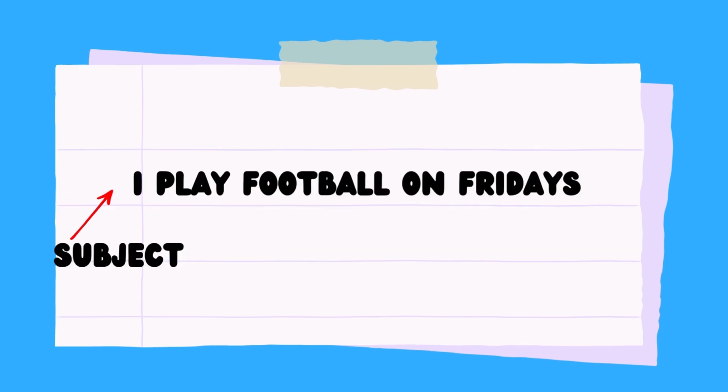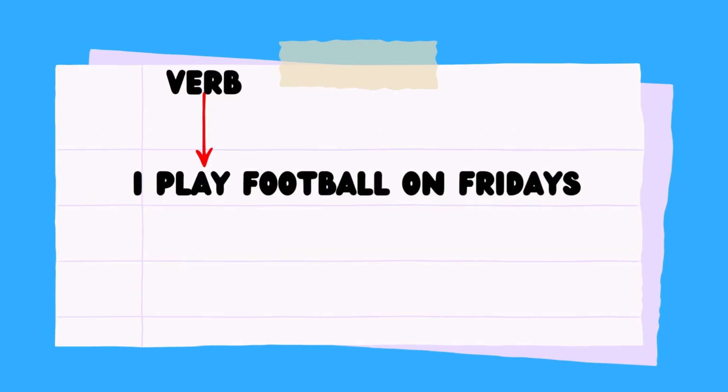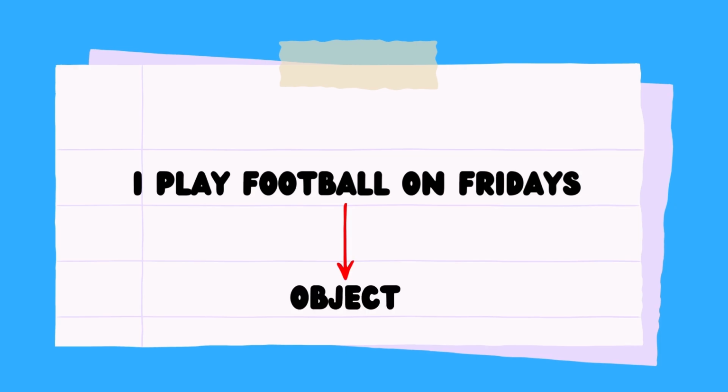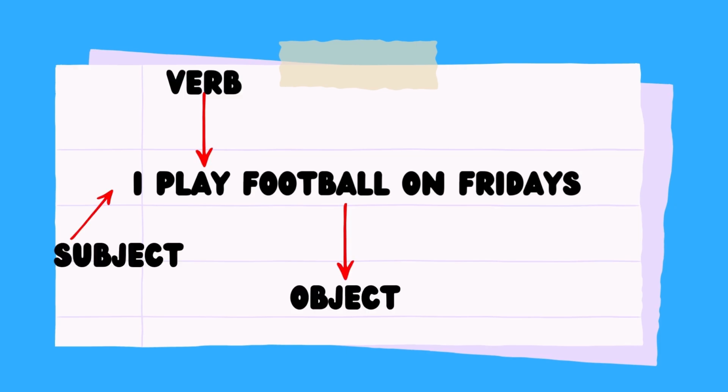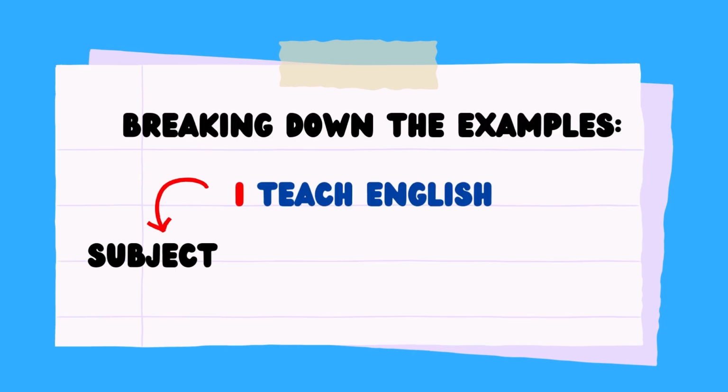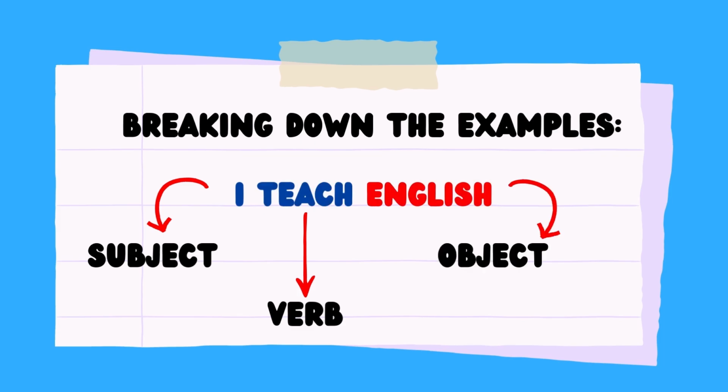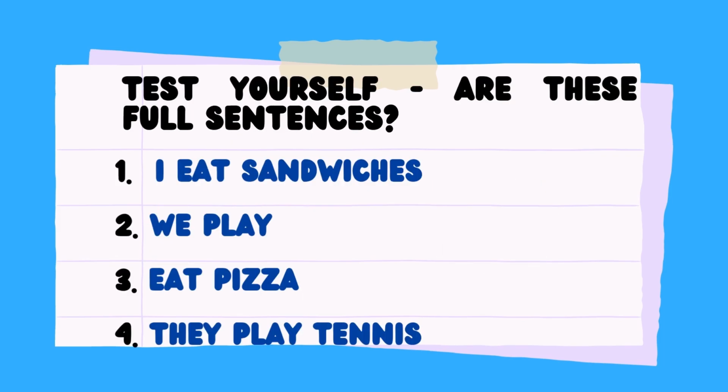So, our first example had a subject, a verb, and an object, which is exactly what we want in our sentences. In the second example, I is the subject, teach is the verb, and English is the object. Now let's test ourselves. Are these full sentences? Think about it for a few seconds, and then we'll discuss each one.